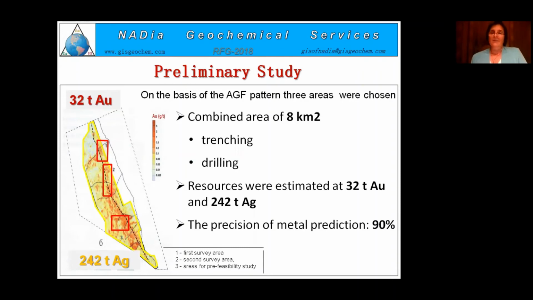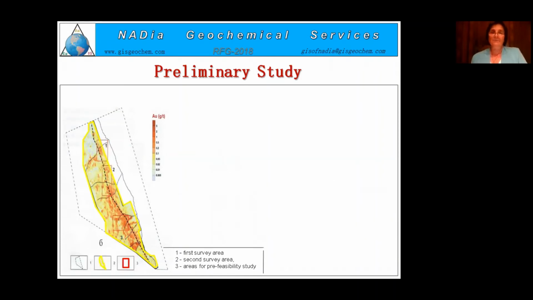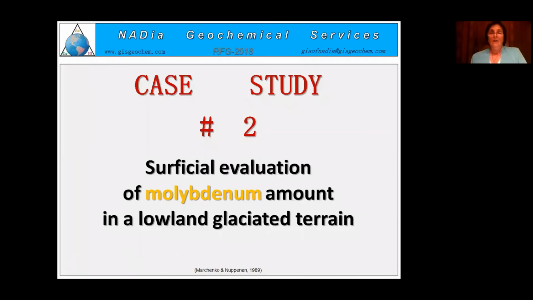I should mention that the precision of prediction of metal from the official geochemistry was 90%.